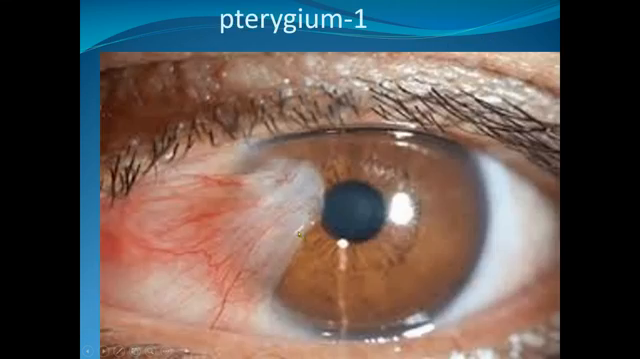Sometimes the examiner gives a station on pterygium. It's just a picture, and your question is identification. This is the pterygium. What is your next question? Maybe what is your treatment plan? What is the cause? And what is the difference between pseudopterygium and pterygium?